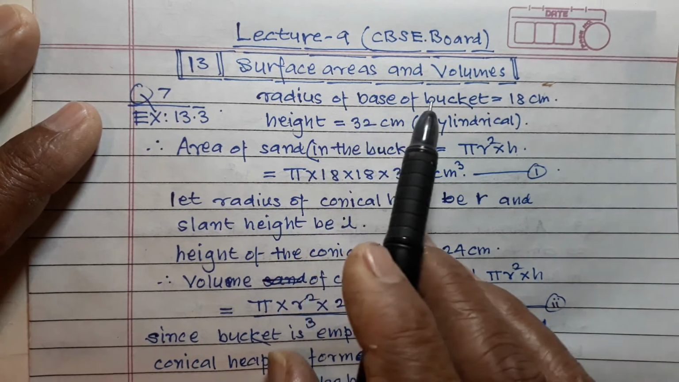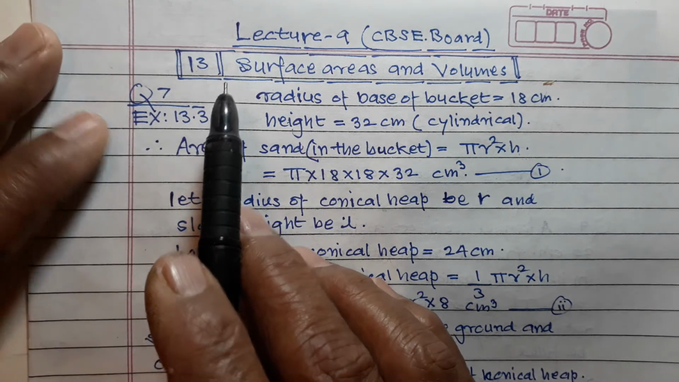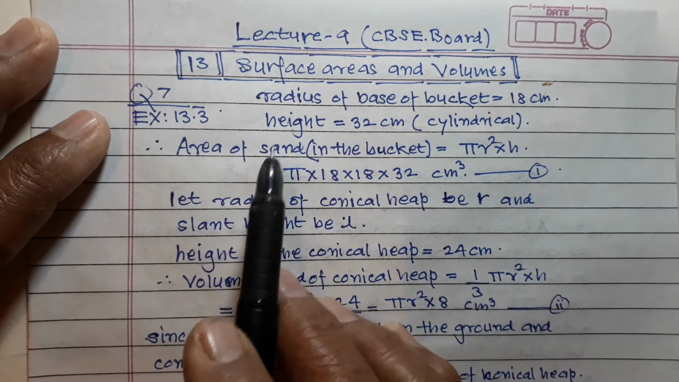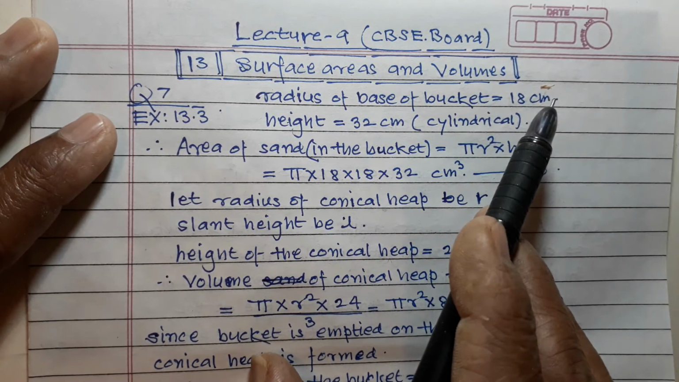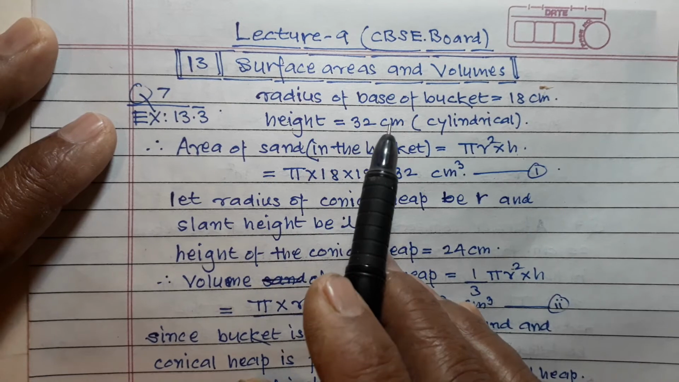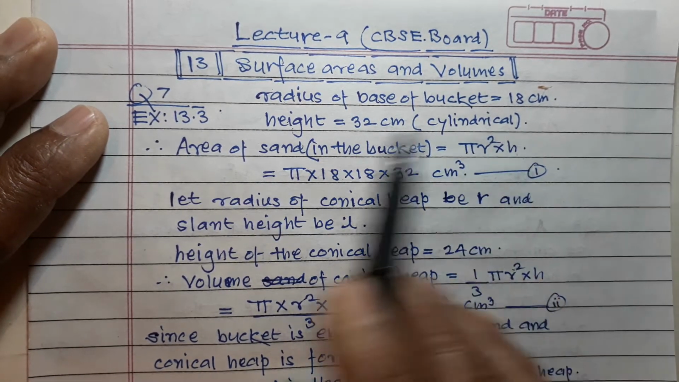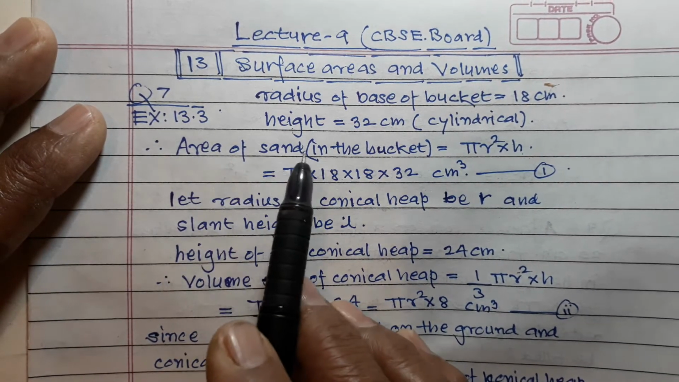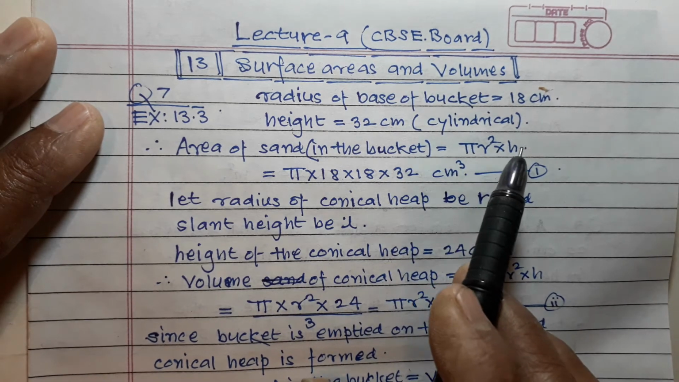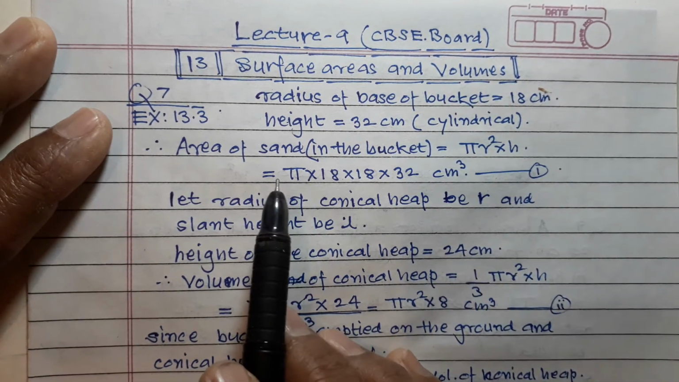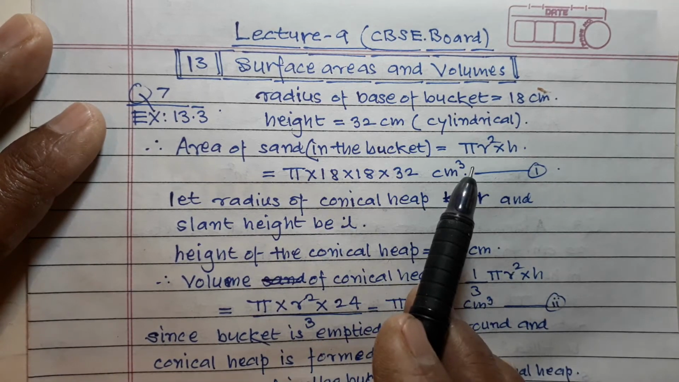Radius of base of bucket. Now, the previous example answer of question number 7 is given here. Radius of base of bucket is equal to 18 centimeter. Height of bucket is equal to 32 centimeter, and that bucket is cylindrical. And volume of sand in the bucket is equal to pi r square into h, and therefore pi into 18 into 18 into 32 cm cube.